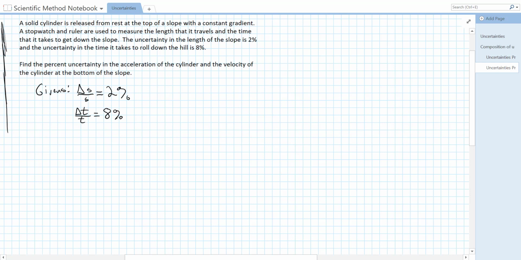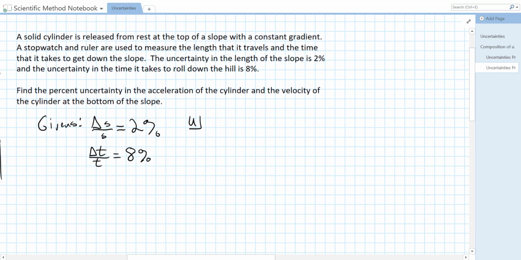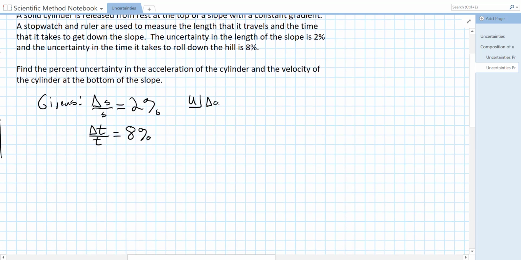So we need to find our unknowns. The first is percent uncertainty in acceleration, so that's delta A over A. And we also need to find the percent uncertainty in the velocity at the bottom of the slope. So our final velocity we could call either V final, VF, or just V. I'm going to use the IB notation, so that would be delta V over V. And we're not actually given any numbers, so we can't get any absolute uncertainties, but we're going to use what we know about the situation to figure out how to find the percent uncertainties.